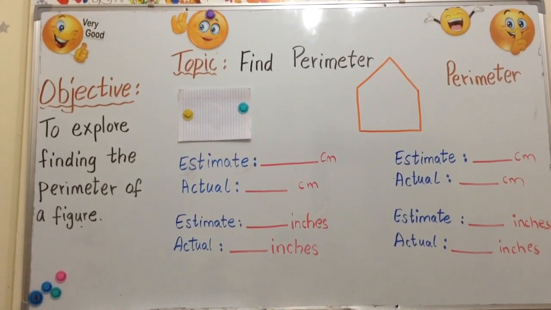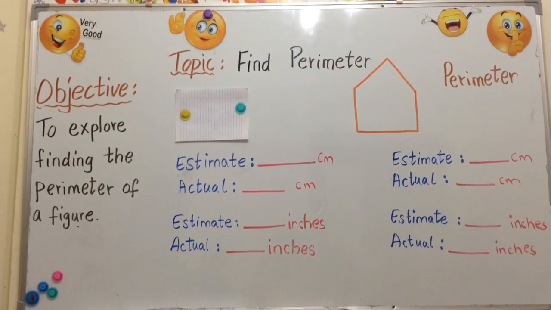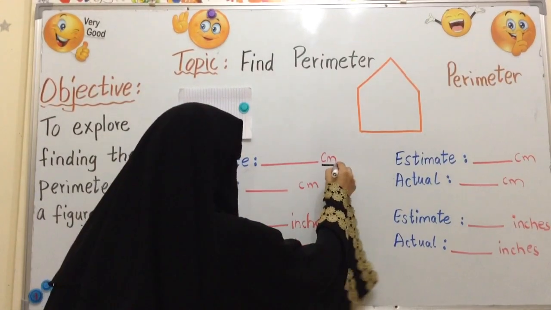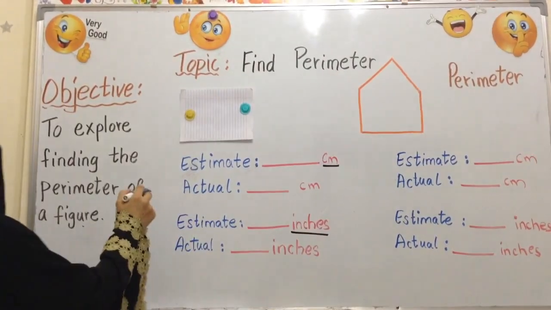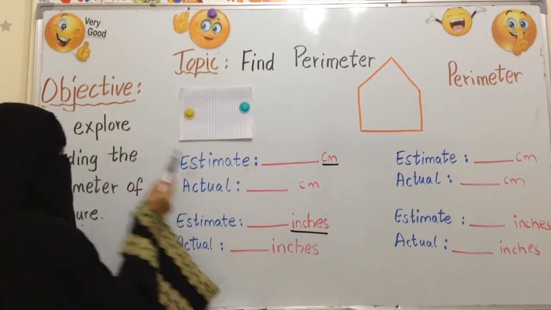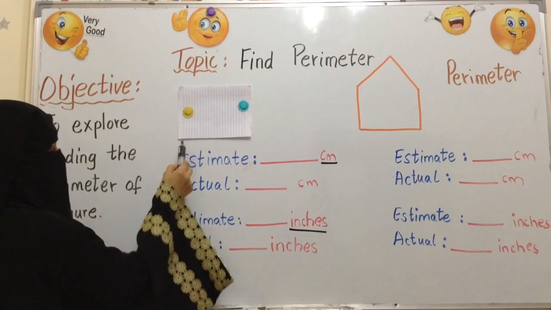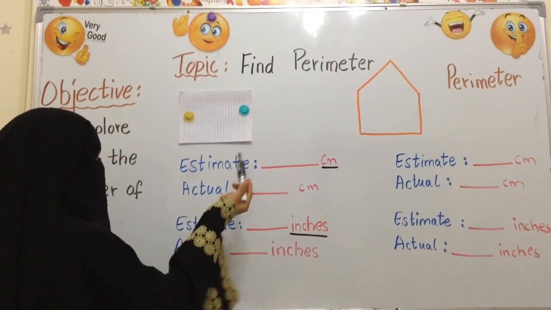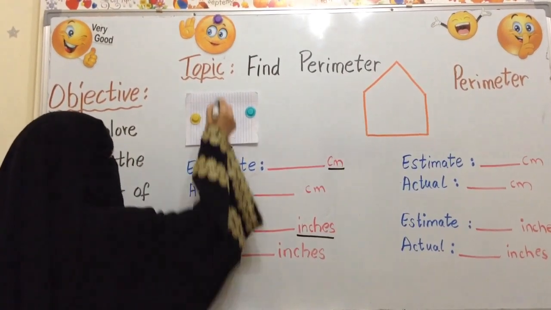Estimate means we are thinking maybe it is about something, and we are using two units here. One is centimeters, the other is inches. So let's do the centimeters first. Here I have a notebook, and I'm going to estimate. That means I'm going to think maybe it is about how many centimeters. Let me take it as 18.